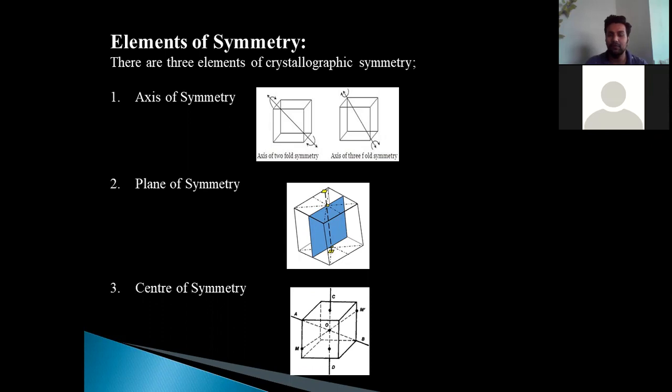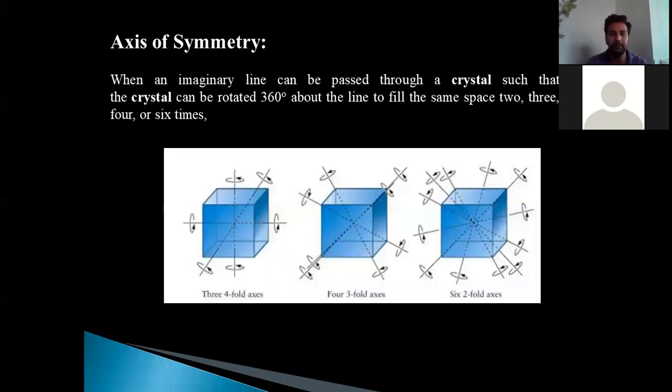So when we have to measure the crystallographic symmetry of any crystal, we have to measure on the basis of axis of symmetry, plane of symmetry and center of symmetry. So let us see the axis of symmetry. When an imaginary line can be passed through a crystal such that the crystal can be rotated 360 degrees about the line to fill the same space 2, 3, 4, or 6 times.